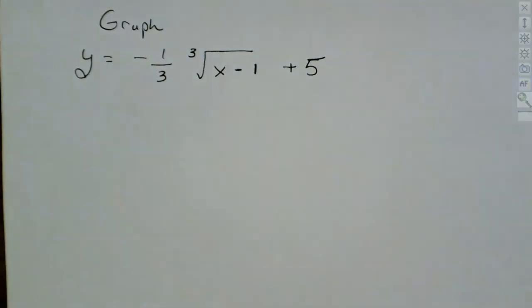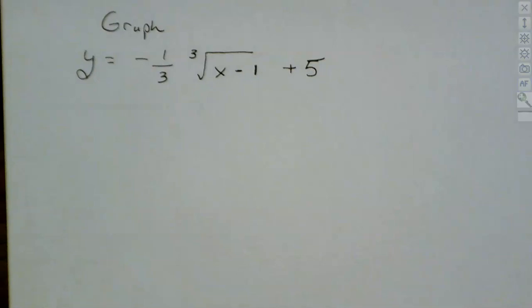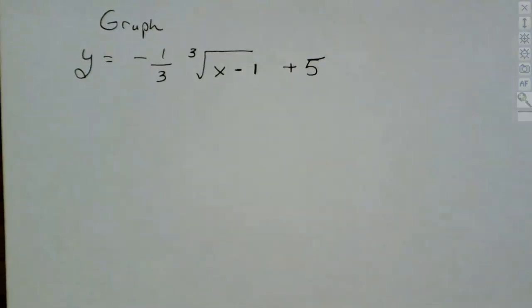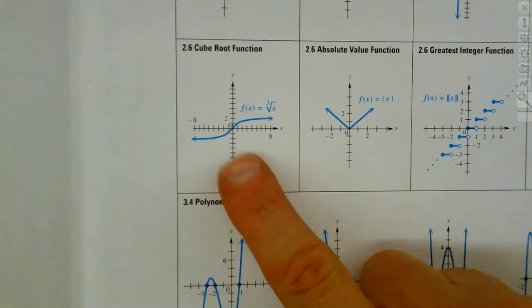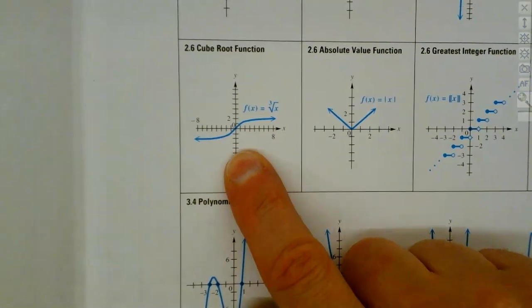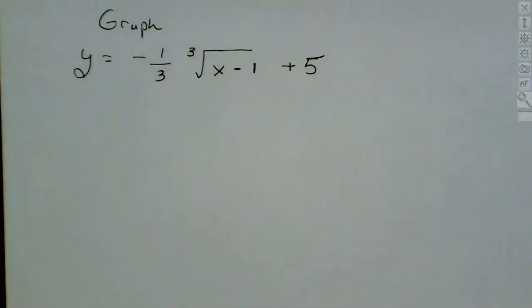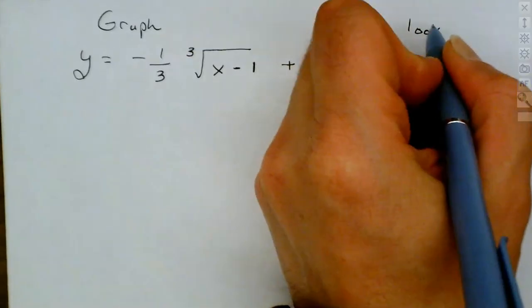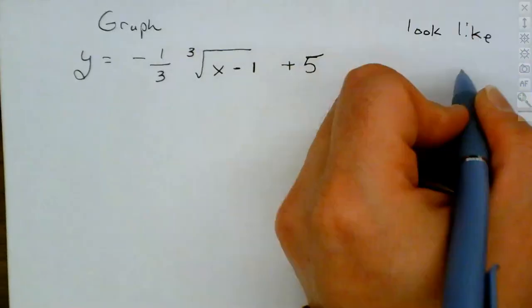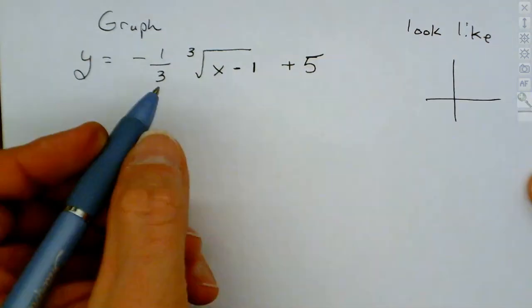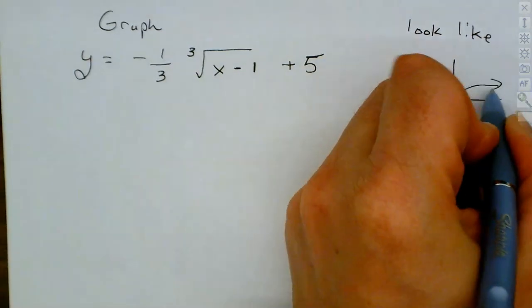So let's try to graph this one. Be careful with the roots. It's not a square root, it's a cube root. So again, what do we do? We go to the back cover of our textbook. What does it look like? Looks like that, doesn't it? So that is the picture that we need. It needs to look like this.